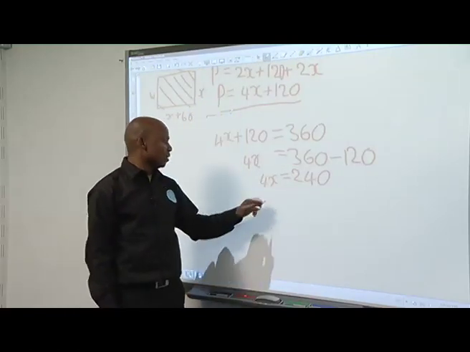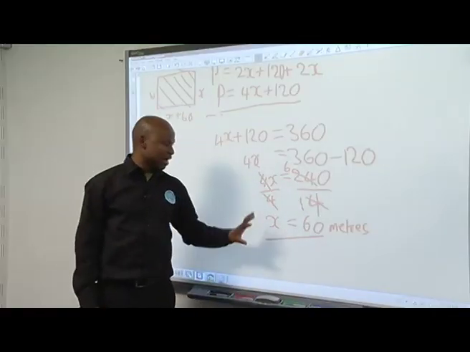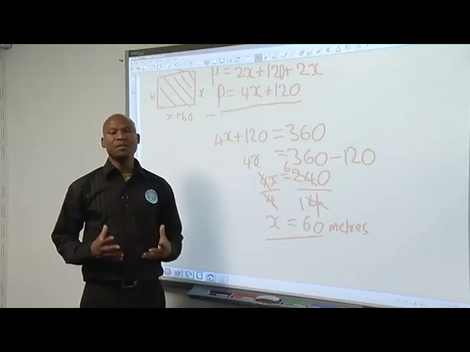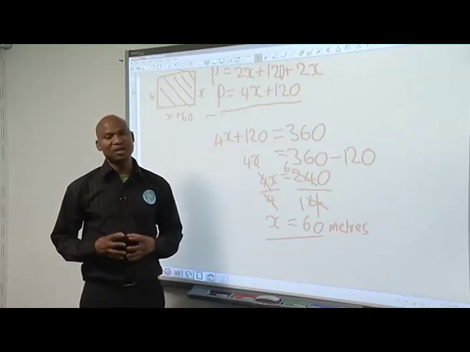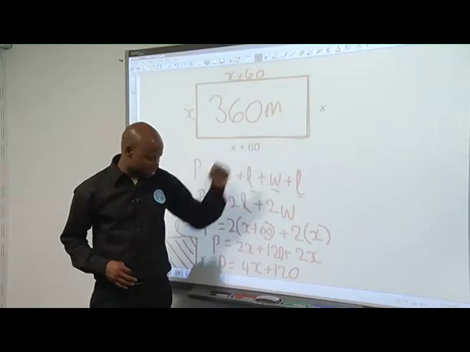Now, let's see. We have 4 this side. We can divide by 4 both sides because we want to make x the subject of formula. That is how we can find the value of x. And then we are going to cancel there so that we have 4 here and 4 here, 6, and 4 into 0, 0, and then this is going to be 60. This is 60 meters. That is the value of x, and then you will be able to find the actual length for the rectangular field there.